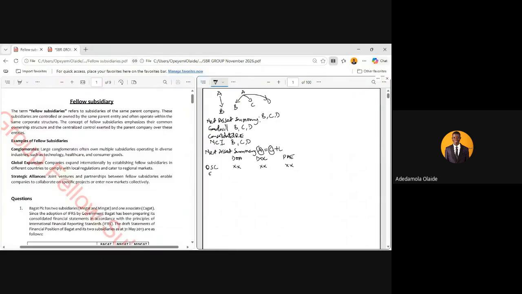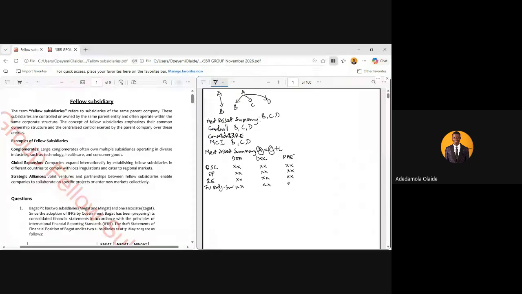So share premium, if we have it, we also bring it, and the difference, we bring it here. Then retained earnings at the date of acquisition and at the date of consolidation, and if we have any other group adjustment, maybe a fair value adjustment, either a surplus or deficit, we bring them also.